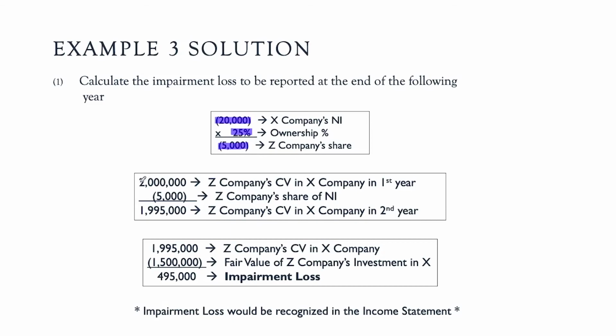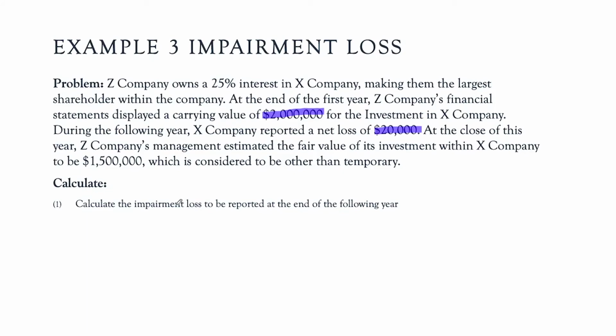So we're going to take our initial carrying value of $2 million and subtract out that $5,000, Z company's share of X company's net income. We get Z company's carrying value at the end of the second year at $1,995,000. Next, we're going to want to take this carrying value and compare it to the fair value, which it says Z company's management estimated the fair value of its investment within X company to only be $1,500,000.